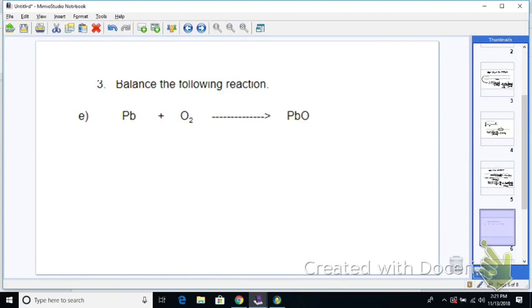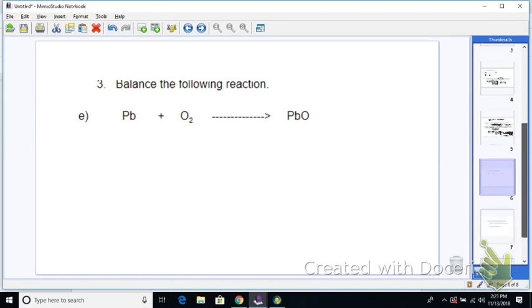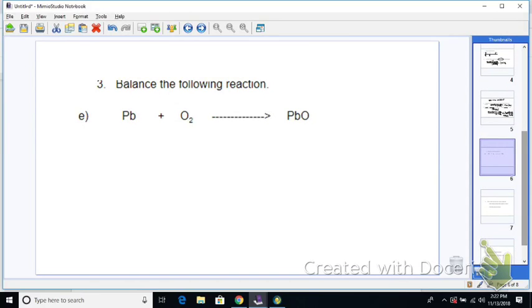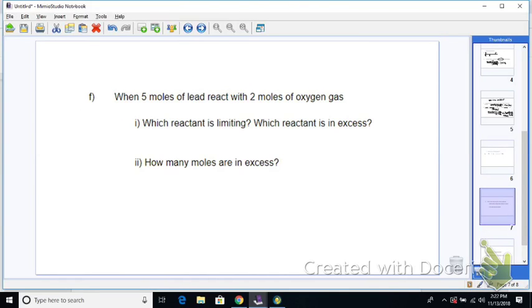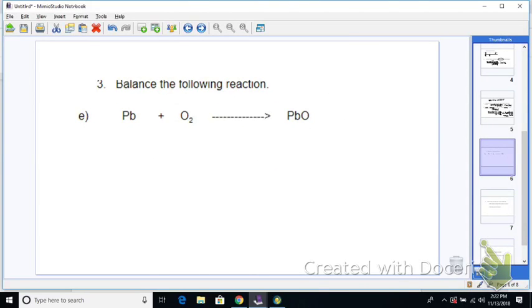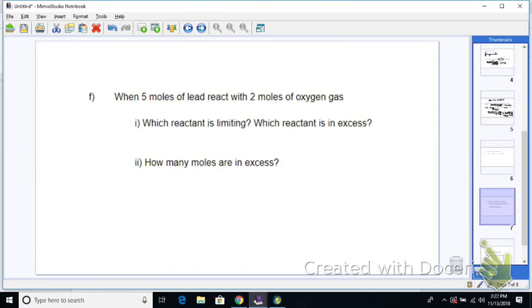So here's where it gets a little bit dicey, doing these type of problems. So the first thing I'm going to have you do is balance it. That's definitely the easiest part. Okay? So go ahead and balance it.